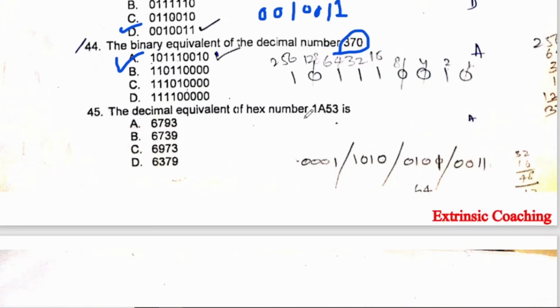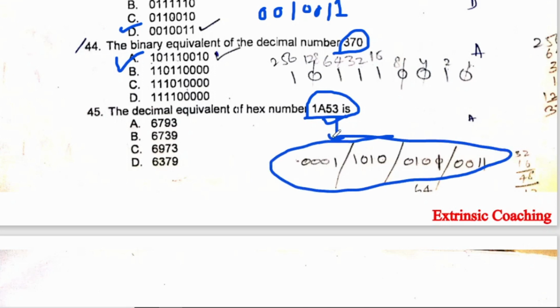The decimal equivalent of the hex number. Again look, the third question asks from number conversion. Decimal equivalent of the hex number A1A53 is... write this number in the binary form and then convert it into decimal. You will get option B as the correct answer.